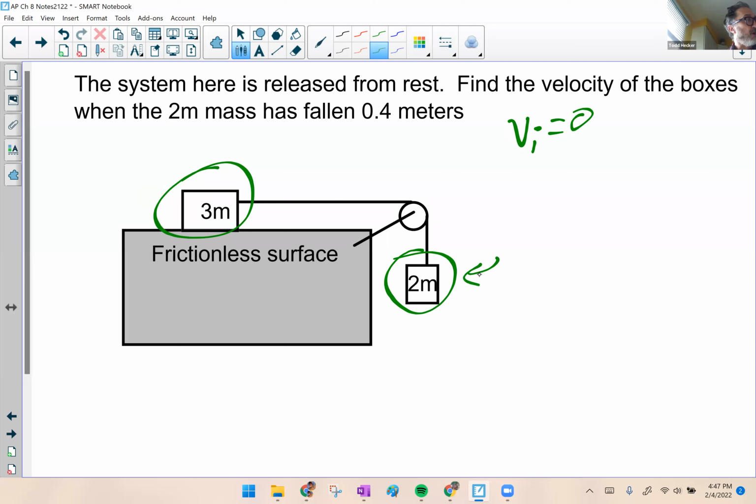So what do we do? What are our forces? There's gravity and normal force. The normal force doesn't do work because it's perpendicular to the motion. Gravity is conservative. Tension's internal. So I think that's it.